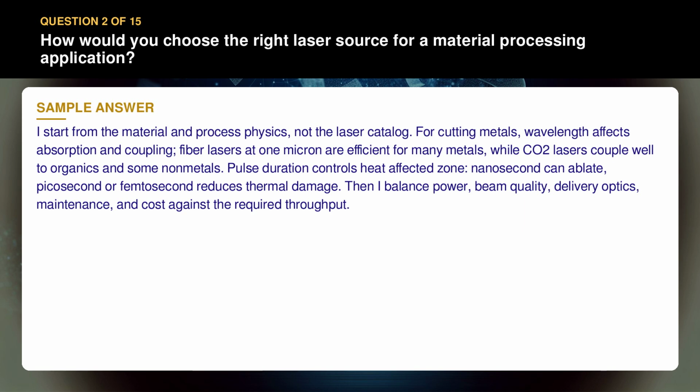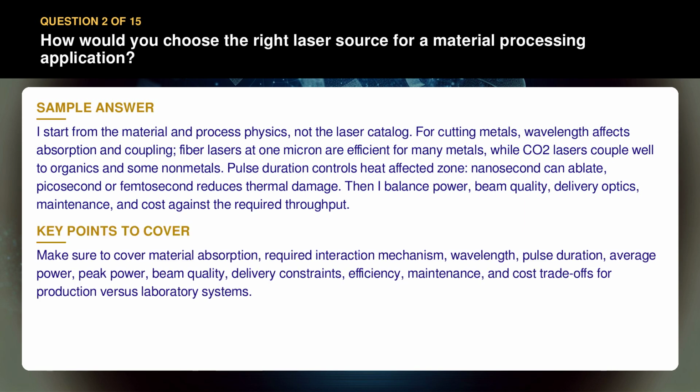Then I balance power, beam quality, delivery optics, maintenance, and cost against the required throughput. Make sure to cover material absorption, required interaction mechanism, wavelength, pulse duration, average power, peak power, beam quality, delivery constraints, efficiency, maintenance, and cost trade-offs for production versus laboratory systems.